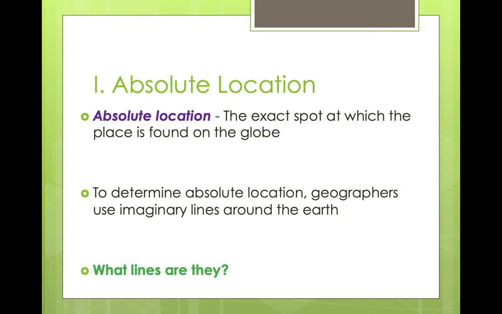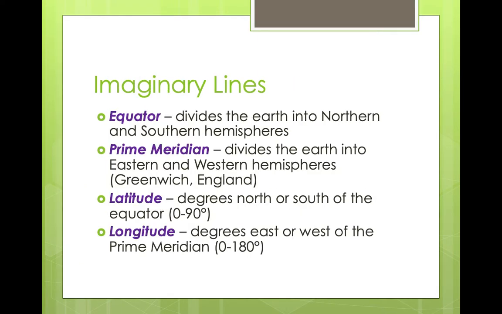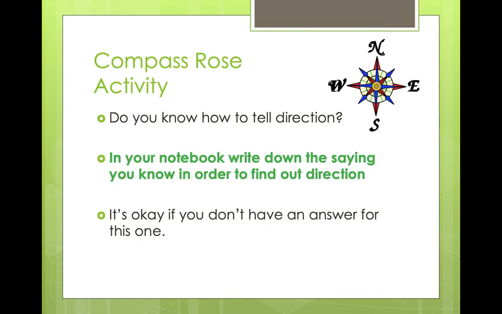To determine an absolute location, geographers use imaginary lines around the earth. I'm guessing some of you know what those lines are. We look at the equator, which divides the Earth into the northern and southern hemispheres, the prime meridian, which divides the Earth into eastern and western hemispheres, latitude, which are the degrees north or south of the equator, and longitude, which are the degrees east and west of the prime meridian. These are terms you've probably heard before, and when we use these, we find an absolute location, where it actually is on our planet.